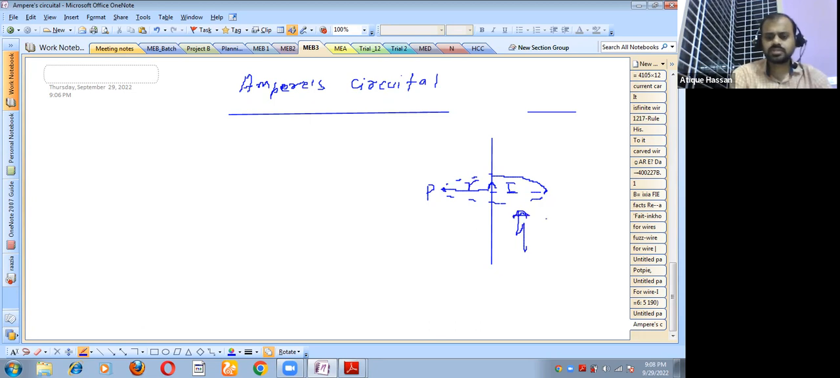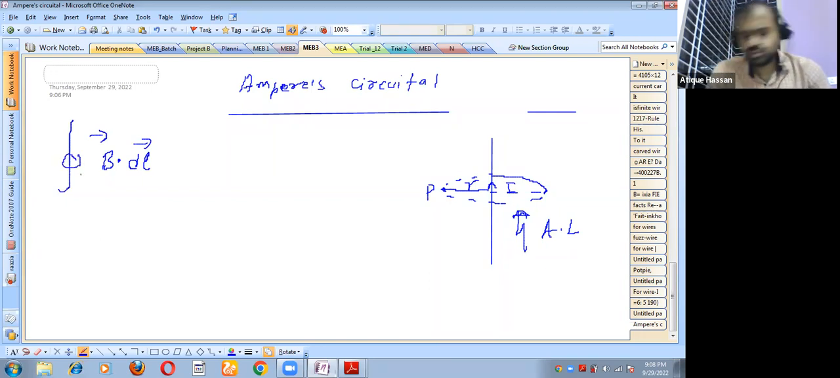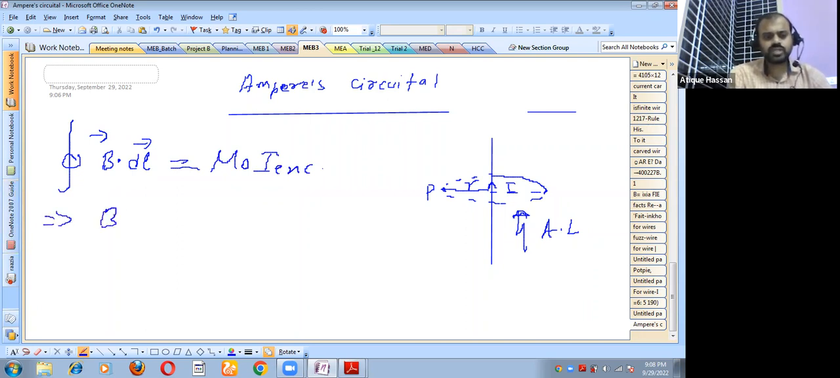over which we can apply Ampere's circuital law, which says that the closed integral of B dot dl is equal to, I'm not going into detail, we will directly use the application and solve questions. So it says the integral of B dot dl is equal to mu naught I enclosed, right? This is Ampere's circuital law. So when you use that, you write it like B into 2 pi r equal to mu naught I, and from here we can calculate the magnetic field due to a current carrying wire is mu naught I by 2 pi.